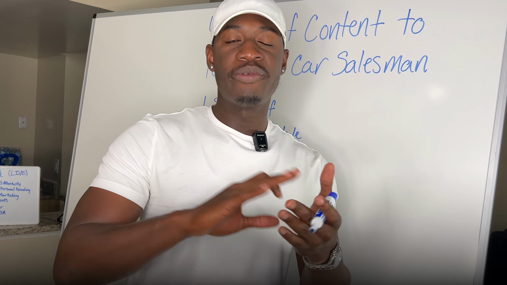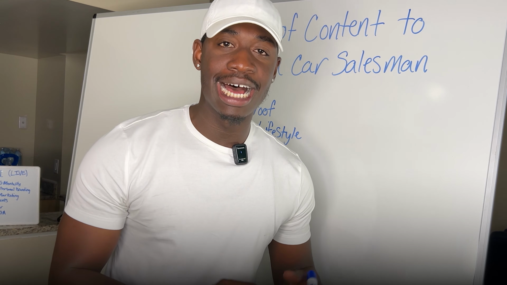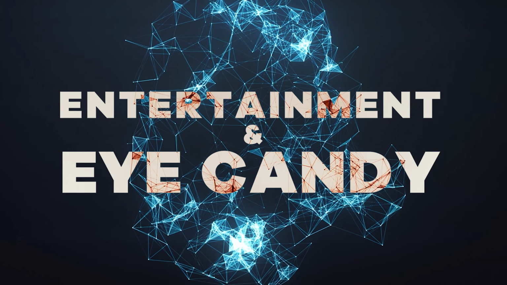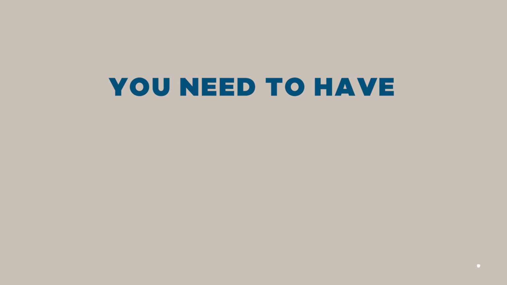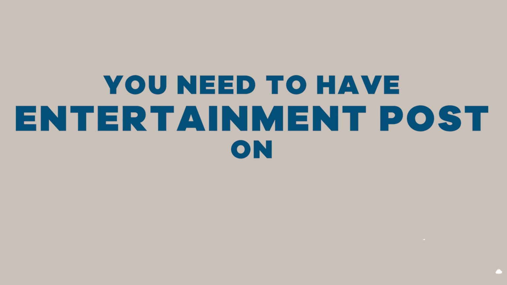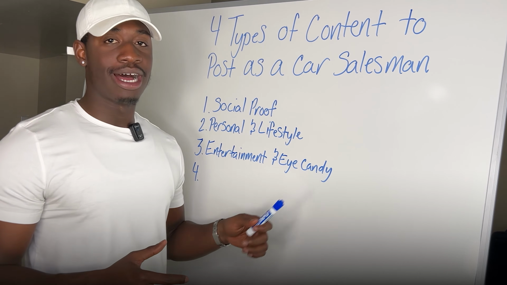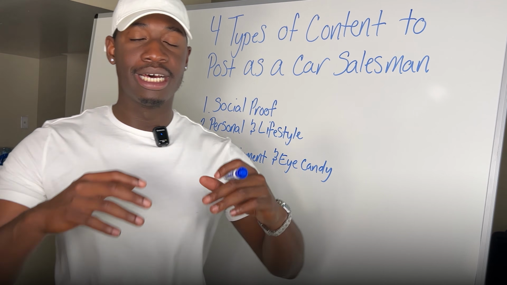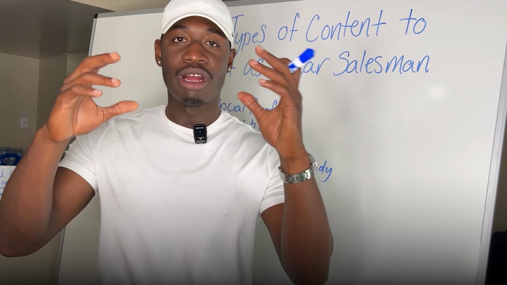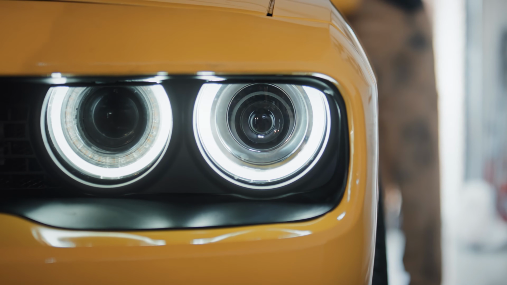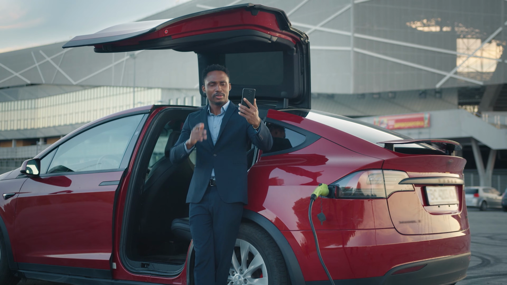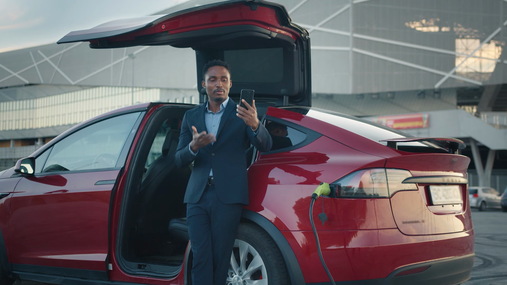So the third type of content you should be posting, I call it entertainment and eye candy. So what do I mean by entertainment and eye candy? You need to have entertainment posts on your feed, and eye candy type of content. In the car industry, eye candy is basically super nice looking vehicles, right? For example, we normally call those eye candy. So what I like to do is I normally like to take videos of super nice cars that we have on a lot, to keep the page looking interesting.